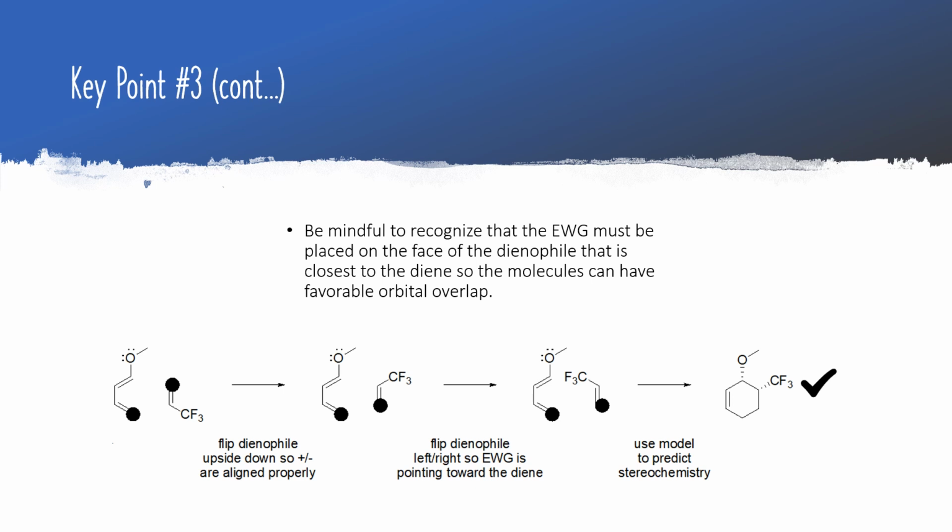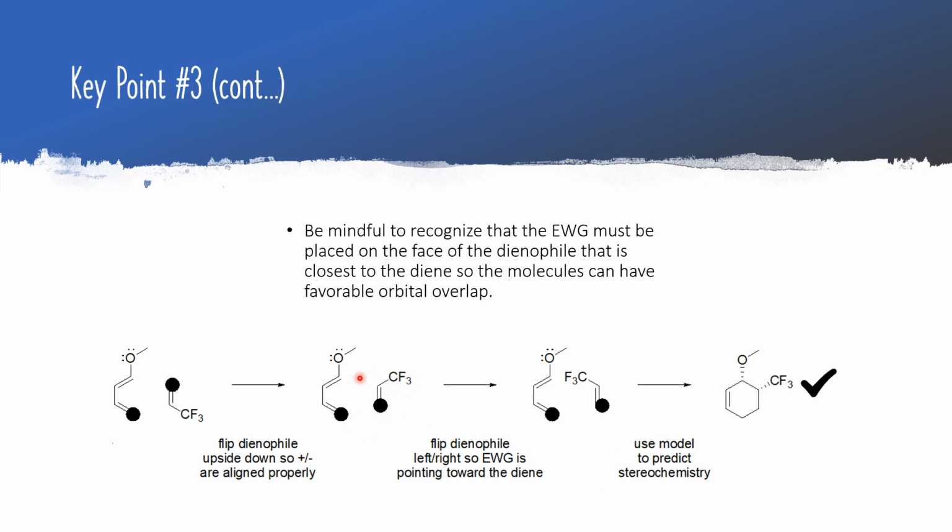So be mindful to recognize that the electron withdrawing group must be placed on the face of the dienophile that is closest to the diene, so the molecules can have favorable orbital overlap. So let's take a look at this model as you see over here. Here we need to flip this molecule as we've done in the previous questions, because the partial negative and partial positive need to be next to each other. So there we go, we flipped it.